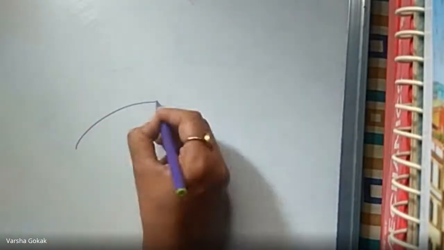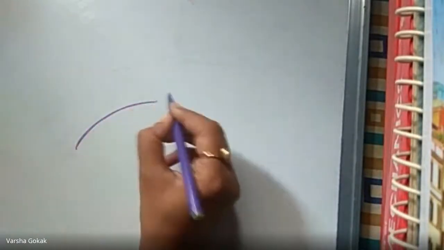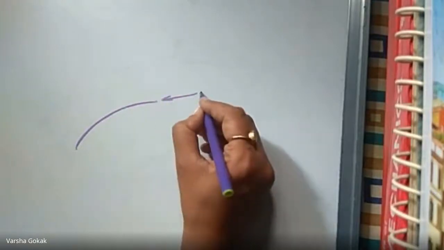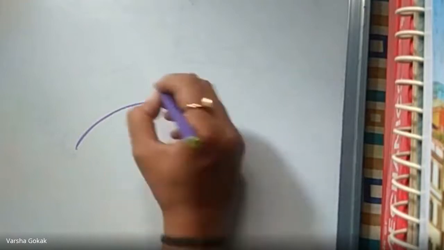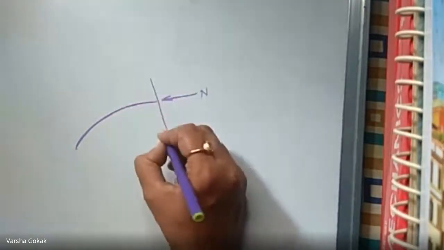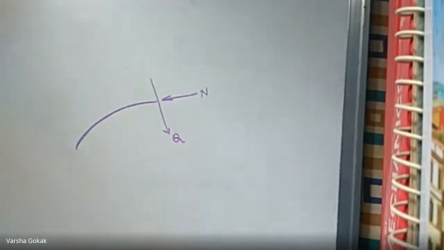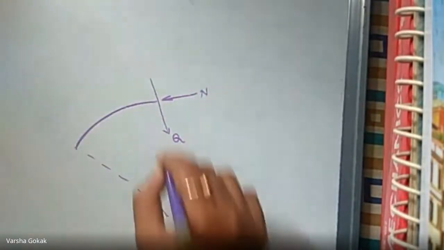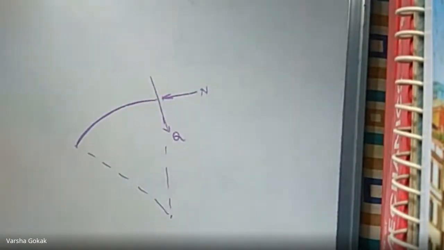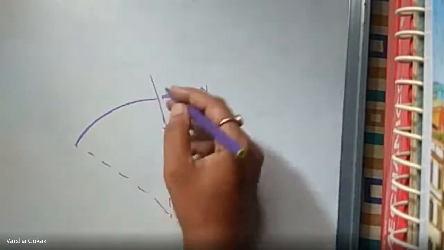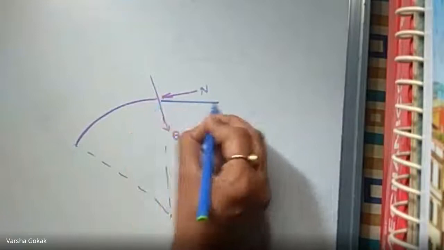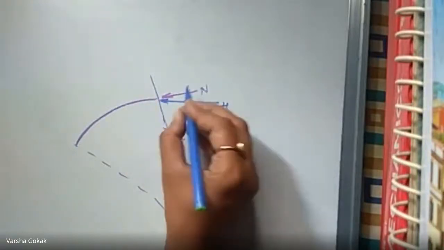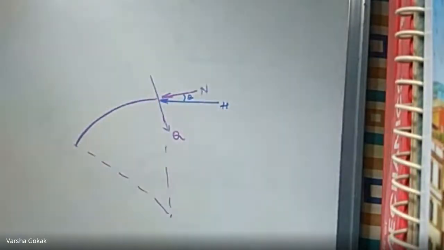So this is your curve, and here this is your normal N acting like this, and then in this direction you have your radial shear Q, because this is how your circle goes. So radial shear is always along the radial. So this is your Q, and then you have this H coming into the picture like this, acting at an angle theta.